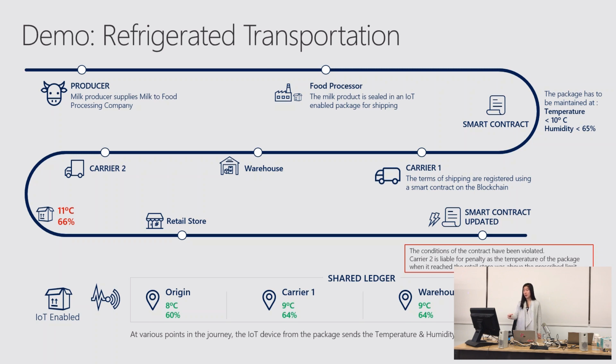And so at each point in time when the smart contract gets updated, you can see, when the food processor had it, when the carrier had it, when the warehouse had it, what were the readings for the actual temperature and the humidity, right? And so in this particular example, you can pinpoint carrier 2. You're like, all right, carrier 2, you're out of compliance. You have to pay for whatever damages for being out of compliance, right?